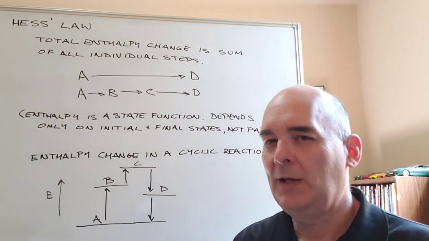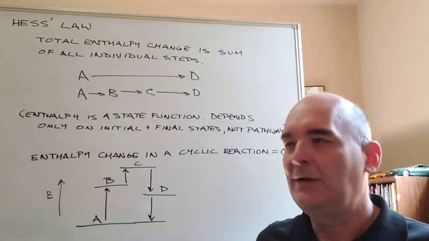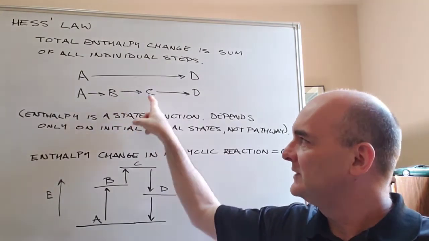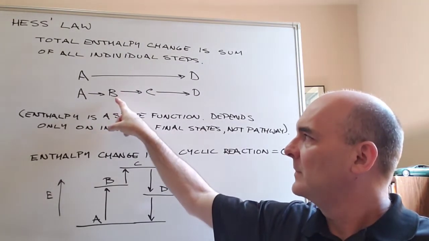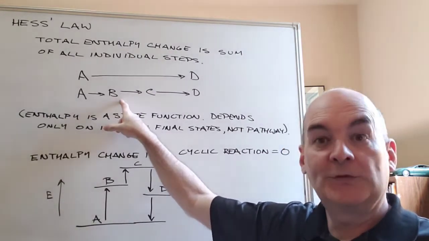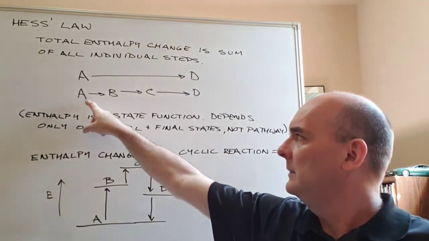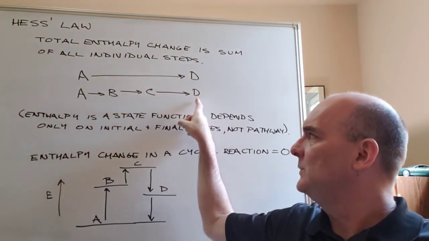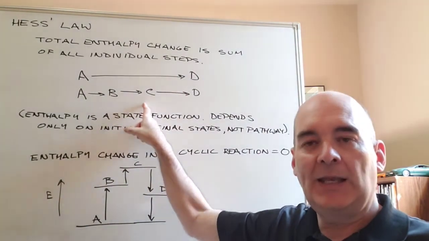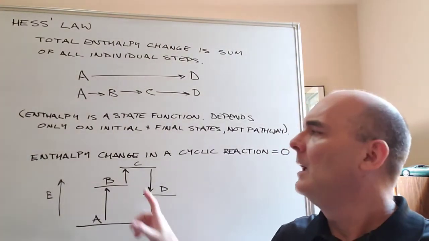Which seems like this might be hinting at more work, but it's actually going to make our life easier. Because what if this thing right here, the transition from B to C, was very difficult to observe? But A to B was easy and C to D was easy, and we knew what A to D was. We could calculate what that missing step is.